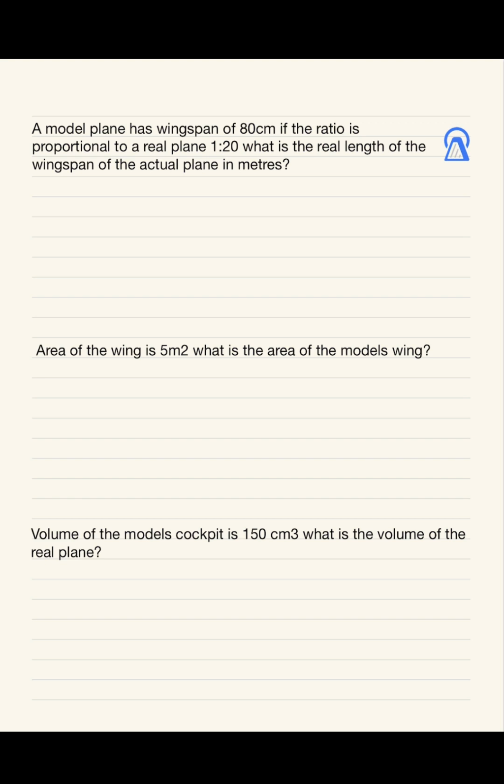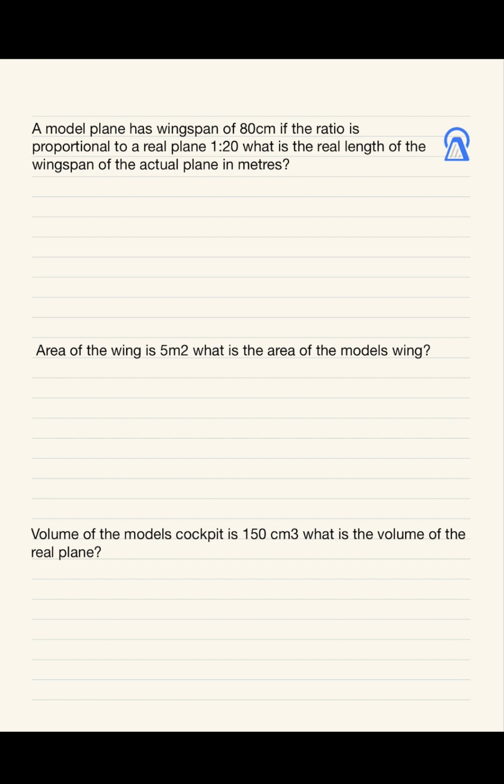Model houses, planes, cars, trains are all kept in some sort of proportion. So let's have a look at this example where we're looking at a model plane. This one's got a wingspan of 80 centimeters, and it's telling us the ratio that keeps this plane in proportion to the real plane is 1 to 20. We want to know what the real length of the wingspan is.